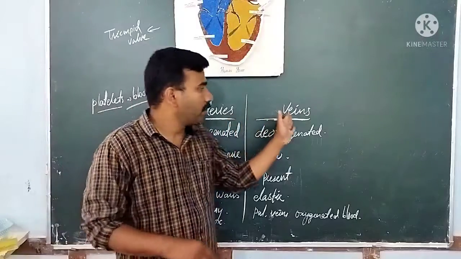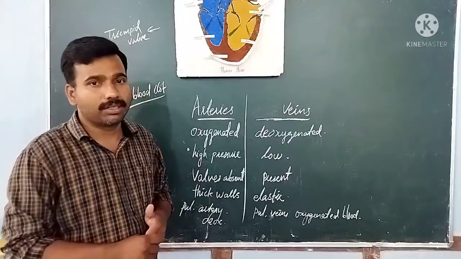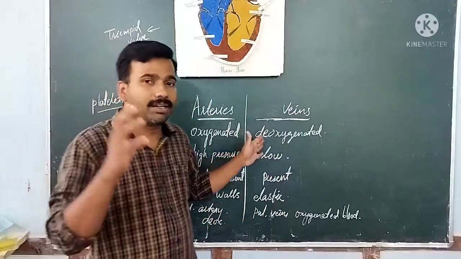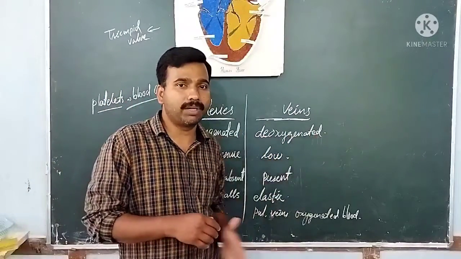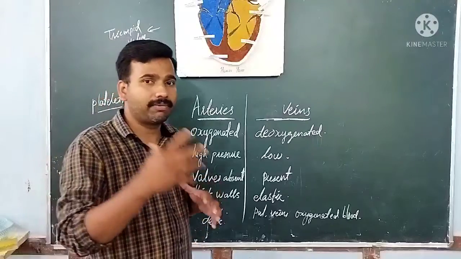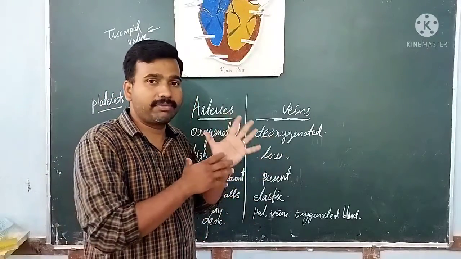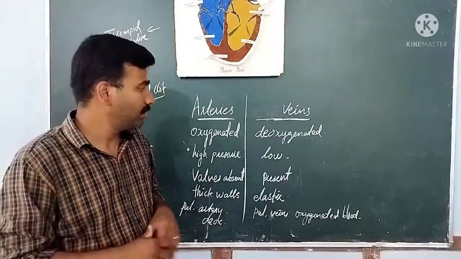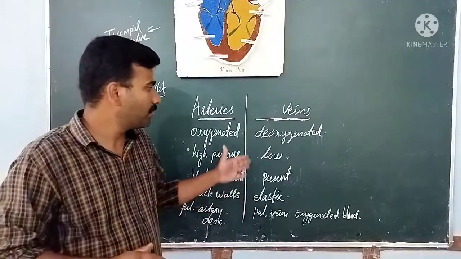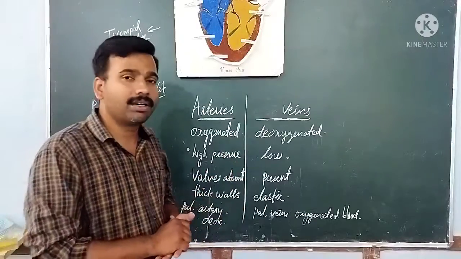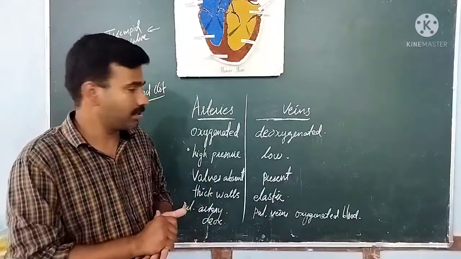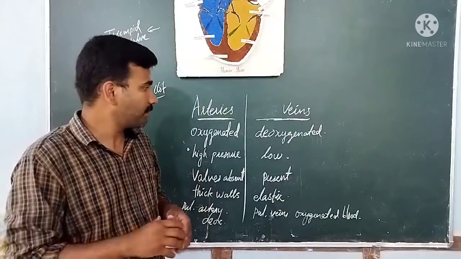Then we come to the other blood vessels, which are called veins. Veins generally carry deoxygenated blood. Suppose after a hard exercise, when you open your fist or palm, you can see a lot of dark colored veins. What is the reason? The blood is maximally deoxygenated, or carbon dioxide rich blood. So that's why it looks so dark.